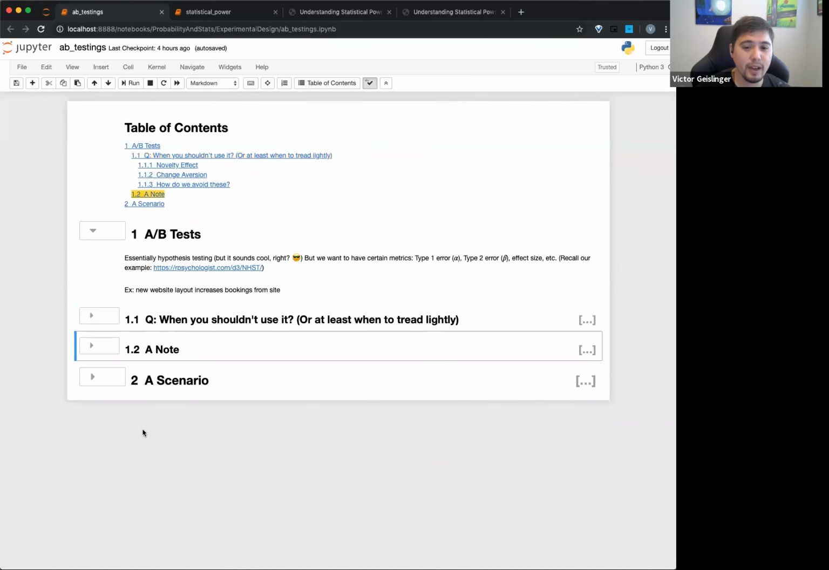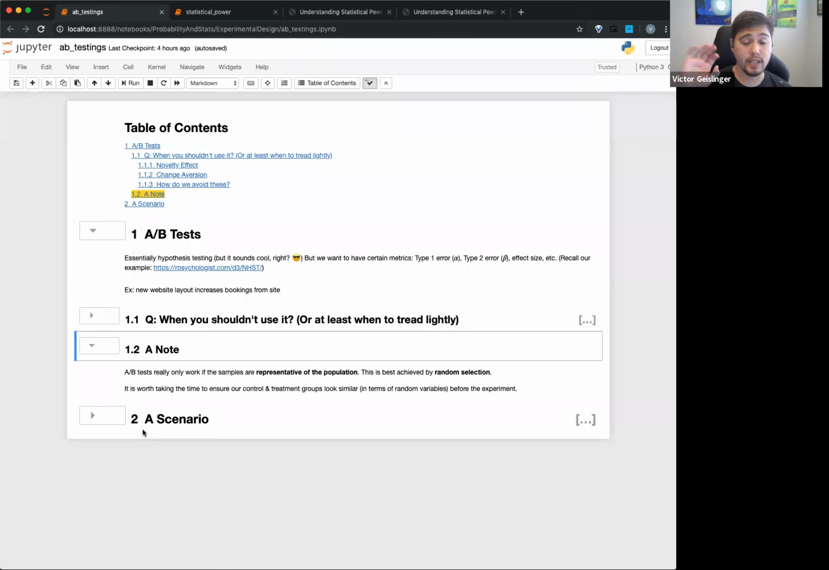Going off of what I was saying about change aversion and the novelty effect, what you really want is for your samples to be representative of the population. So what is your population going to look like in the long term? If you only have 1,000 users and you're expecting to expand, you want to make sure you're not just testing on those 1,000 users who are already enrolled. You want to test on people who have not been, the larger population as you grow. The best thing to do is random selection.